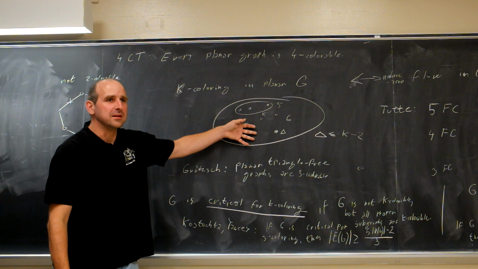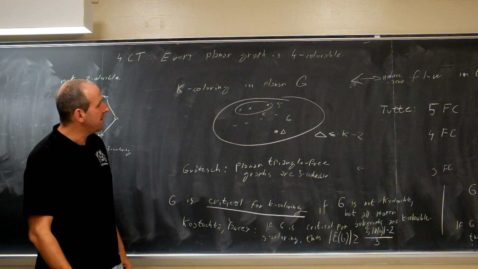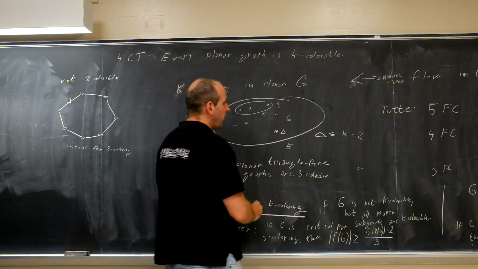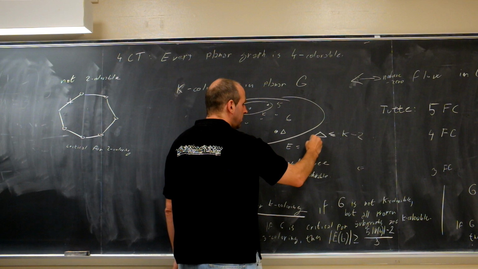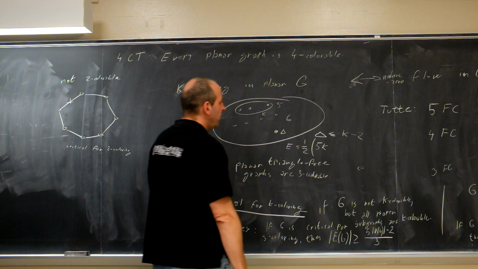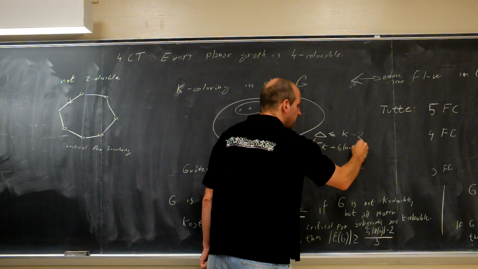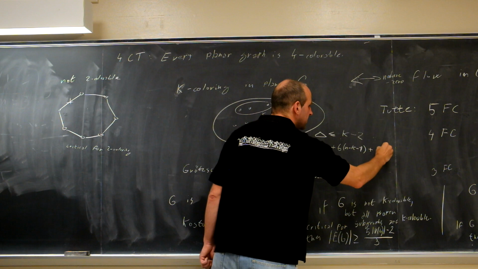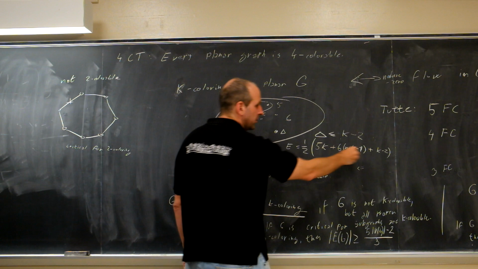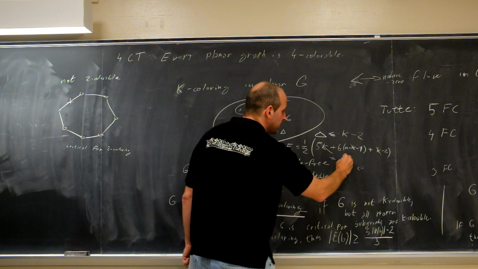So if I only have vertices of degree 5 and 6 and one more vertex, it cannot have an absurdly huge degree. On one hand this is nice, because it tells you about the number of edges: if you count it, it is five times the number of vertices of degree 5 plus six times the number of vertices of degree 6 plus this degree delta, which is at most k minus 2. So this works out to something like 3n minus 4.